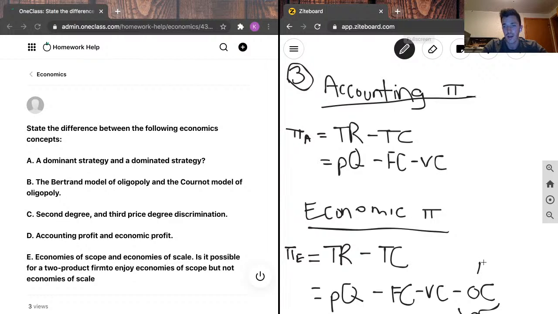And if opportunity costs are equal to 0, then we can say that our accounting profits are going to be equal to our economic profits. That's an A, that's an E, take my word for it.